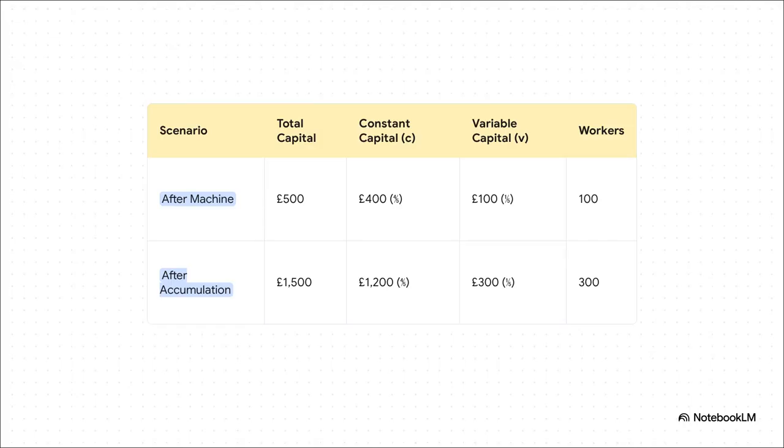The capitalist takes their profits, accumulates, and reinvests, growing their total capital from 500 pounds all the way to 1,500 pounds. Now notice the proportion of capital spent on wages is still low, just 1/5. But because the whole pie is 3 times bigger, the absolute amount they spend on wages is back up to 300 pounds. And with that, they can rehire the 200 workers they fired. The mass of labor power is restored, and so is the potential for a large mass of surplus value.